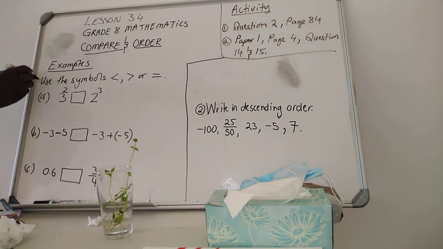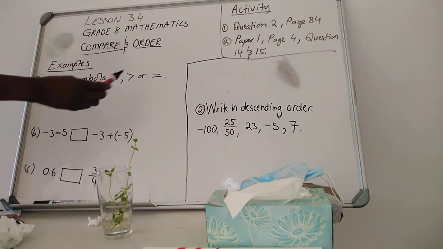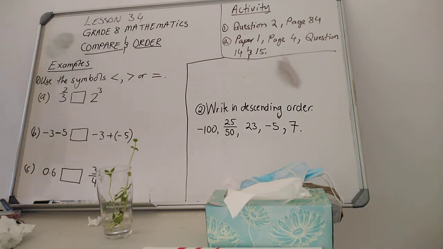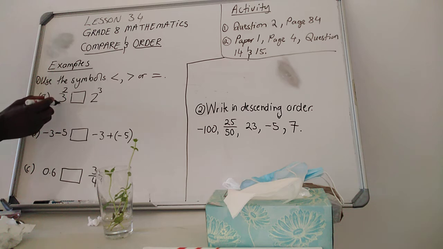Example number 1, we are going to use the symbols to make these statements correct. So we have 3 exponent 2 and 2 exponent 3. In our earlier videos, we have learned that if you have a number raised to another number, it simply means you must multiply this number by itself this many times. So this is going to be 3 times 3, which is 9. So this number is 9.